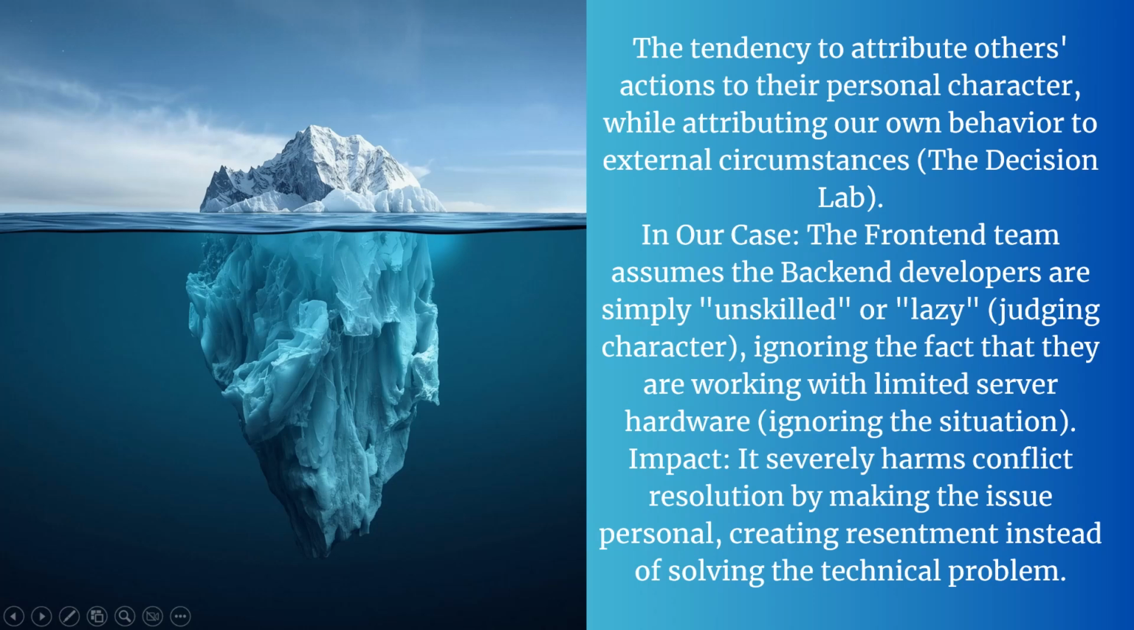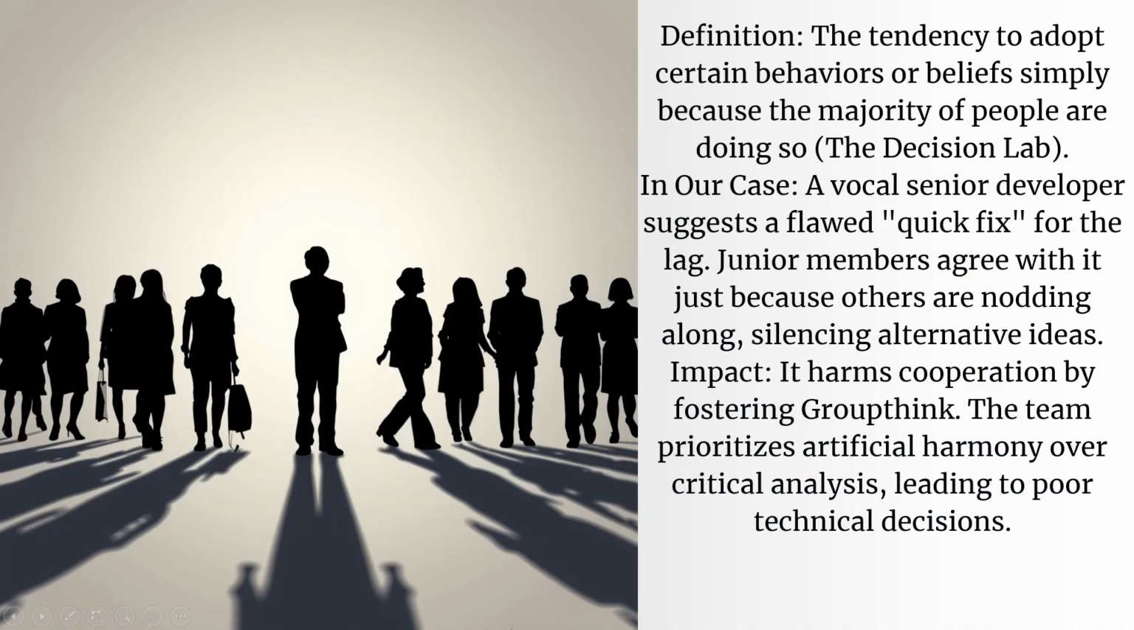Moving deeper into the conflict, we encounter the fundamental attribution error. This is our tendency to blame someone's character for their mistakes while blaming external circumstances for our own. In our IT case, the front-end team assumed the backend developers are simply lazy or unskilled, judging their character. They completely ignore the fact that the backend team was struggling with limited server hardware. This bias makes the conflict personal, creating deep resentment instead of solving the actual technical bug.